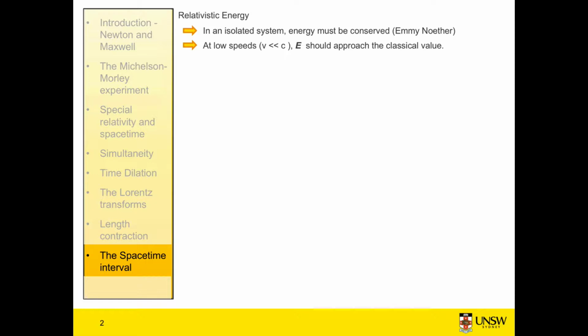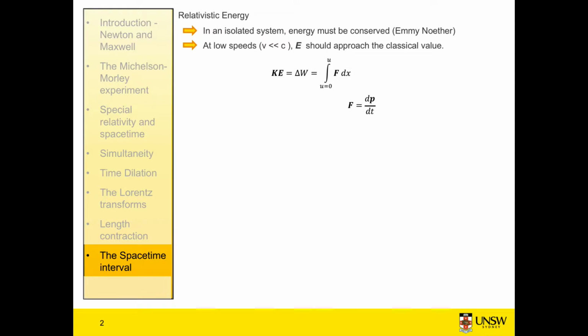We know that by inertia, in an isolated system energy must be conserved, and we know that at low speeds our energy should approach our classical value. So we'll start by looking at the kinetic energy. We know that the kinetic energy is equal to the work done, which is equal to the total amount of force required to increase that object's speed from 0 to its final speed, here called u.